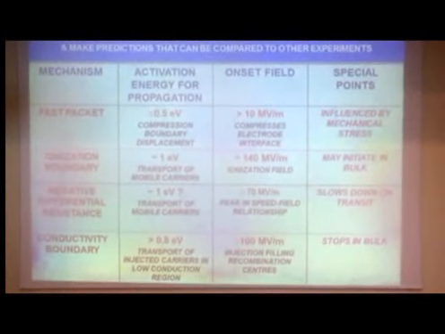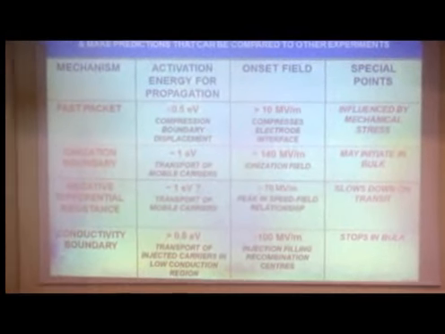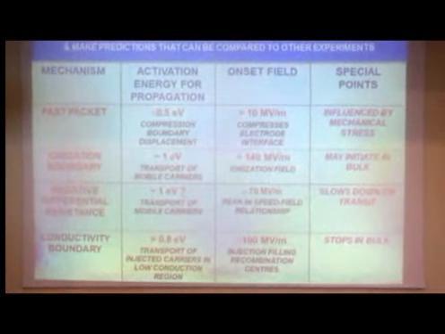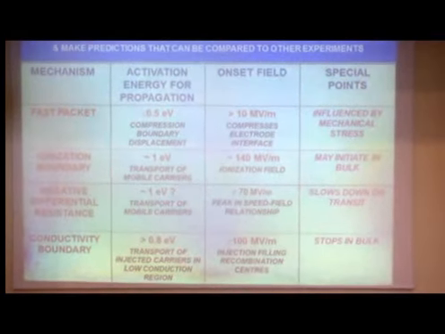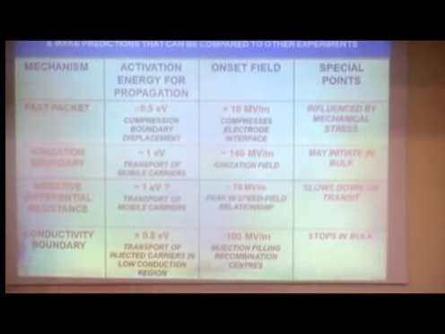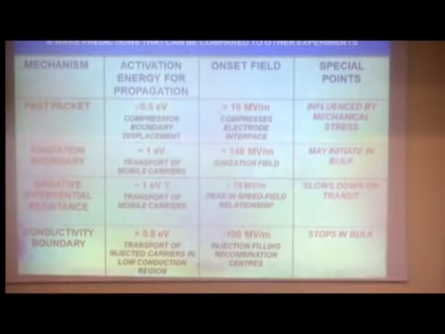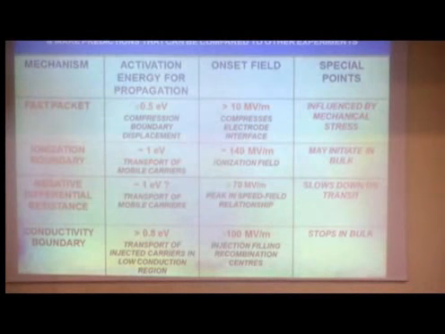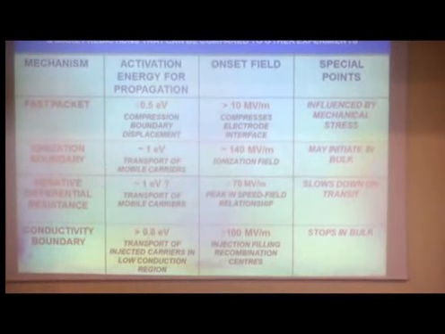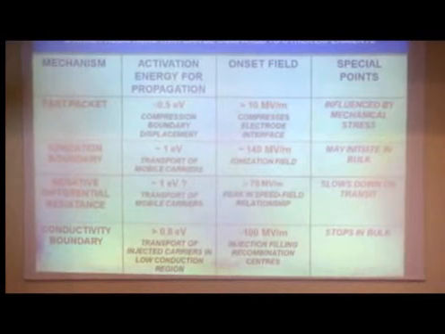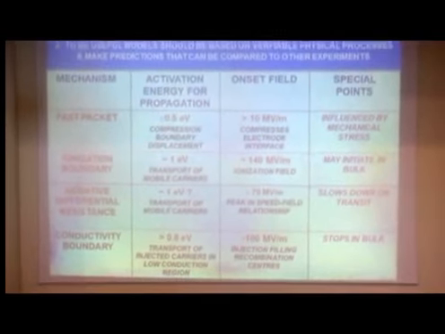They all predict things which are somewhat different to one another. The activation energies seem to be rather similar. Fields at which you can get them are also rather similar. But here, the ionization boundary may initiate in the bulk. It may initiate close to the electrode. But as I said, the speed is constant, the amplitude is constant.